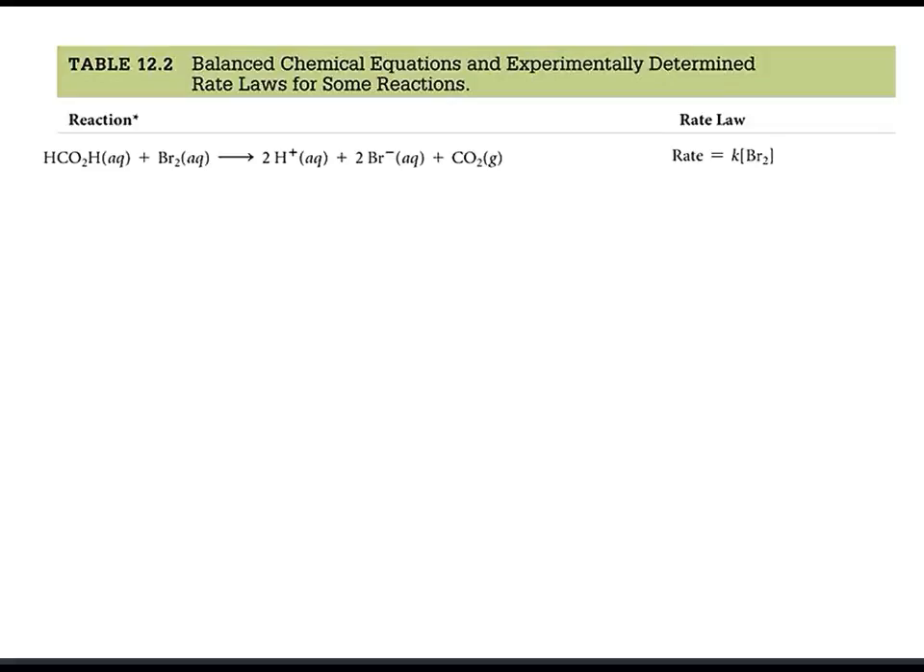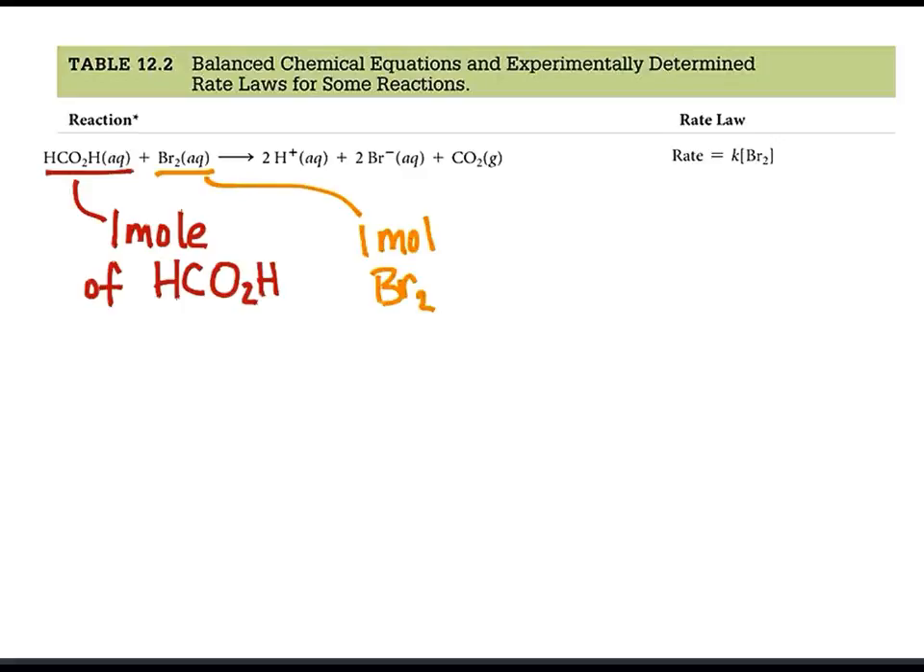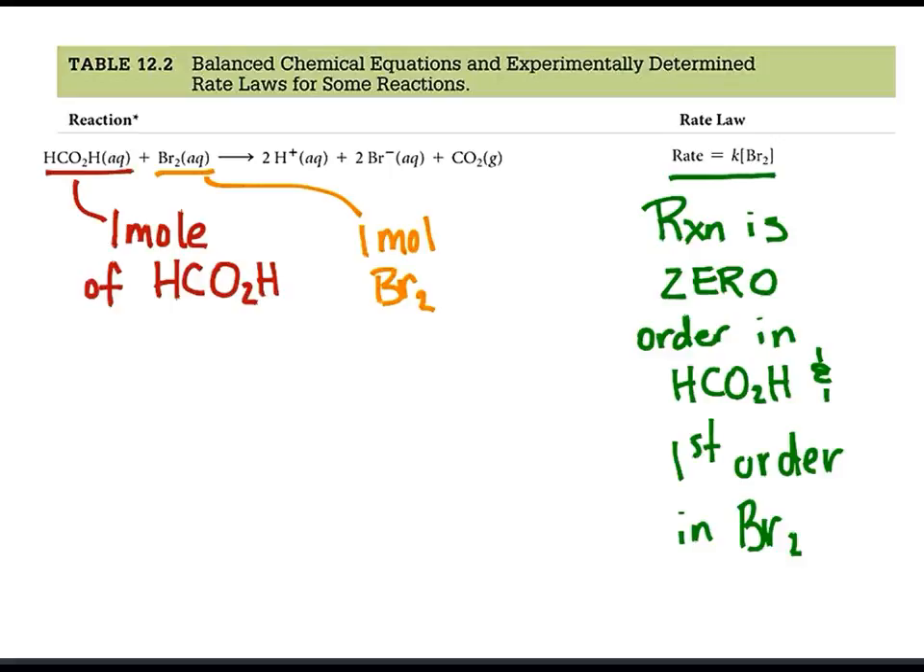The second reaction here, we have 1 mole of the first reactant. That's formic acid. We have 1 mole of molecular bromine. But our rate law does not mention formic acid at all. It is first order in bromine, and it is 0 order in formic acid. What that means is that the formic acid concentration has no effect on the rate law at all. So it's raised to the 0 power, and anything to the 0 power is a 1, so it doesn't appear in the rate law expression.